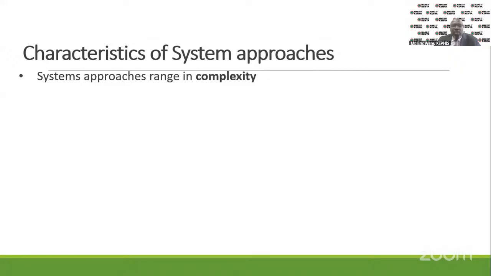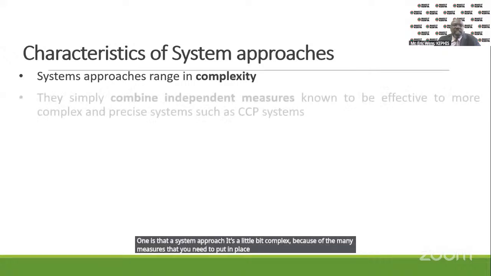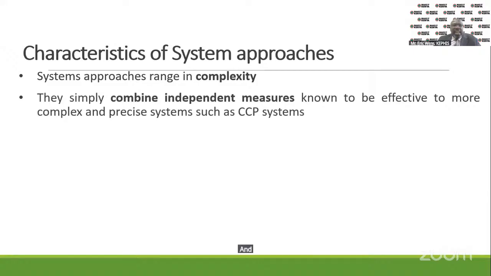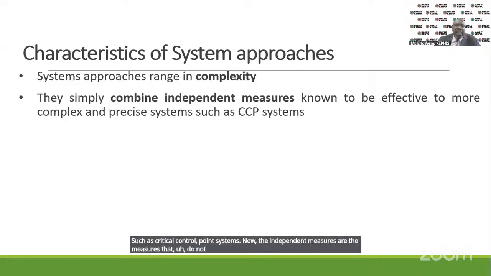is a little bit complex because of the many measures that you need to put in place and you need to understand them. And another characteristic is that you simply combine independent measures known to be effective into more complex and precise systems such as critical control point systems. Now, the independent measures are the measures that do not depend on anything.